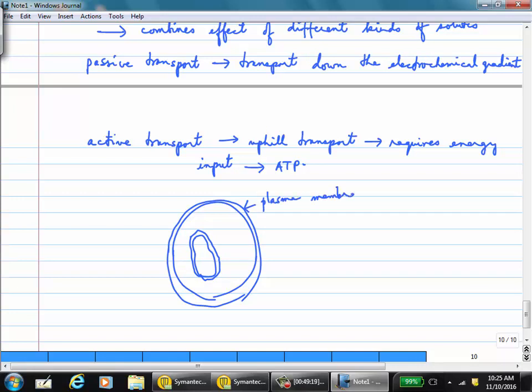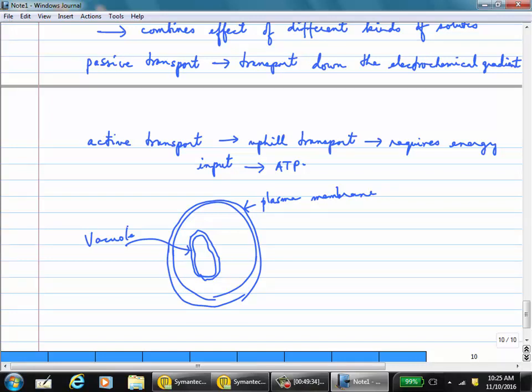And inside the cell, there are different organelles. I'm just picking these two, right? So this is a vacuole, right? What is the membrane of the vacuole called? Anybody? Tonoplast. Right? I mentioned that last time, right?